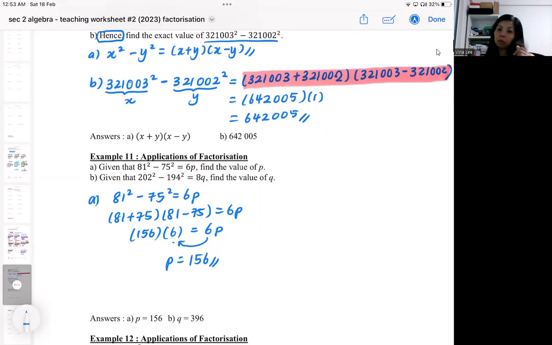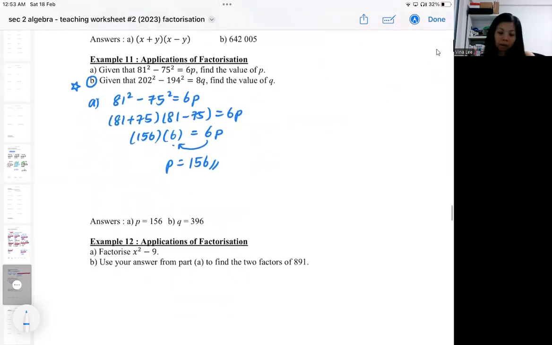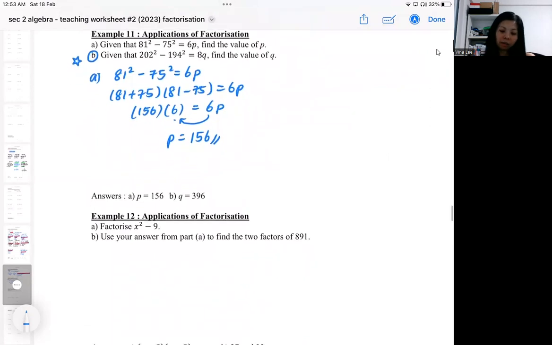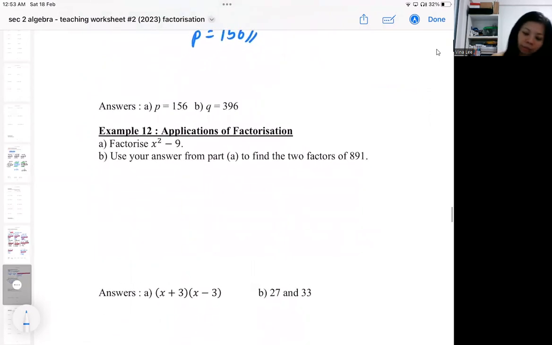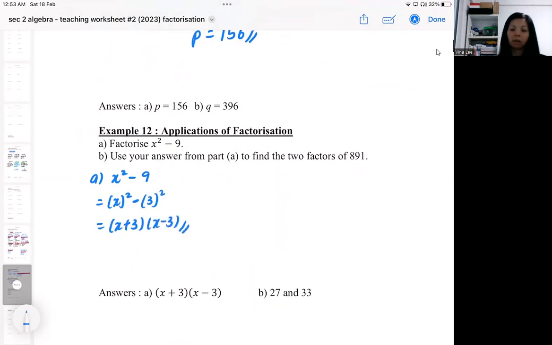Okay, so you can give it a try for part B. See whether you can apply the same idea to find Q. Okay, example 12 is the one that's hard. Okay, so example 12 is the one that's a bit more difficult. Okay, you want to pause to give it a try also can. Okay, make sure you're okay with the first factorization. They specify that you must use the answer from part A to find 2 factors.